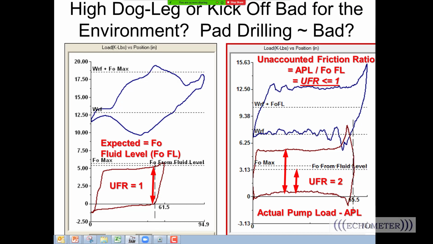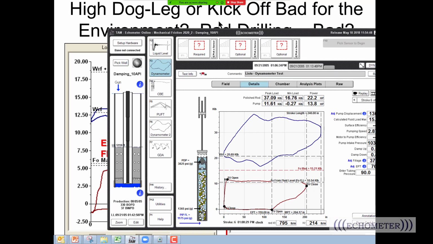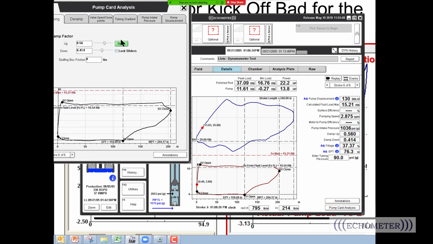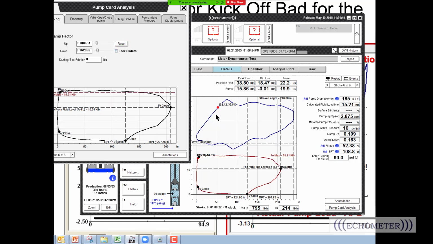software, let me just show you an example here. If I bring up TAM right here, and this is the same example, if I go into pump card analysis and I click reset, that reset button right there is going to reset the damping factors based on depth. In this well we have 10 API crude, and it's much more viscous than the default, but when I hit the reset button, the damping factor is not correct because you can start to see the concave outward shape of the surface, the pump card.